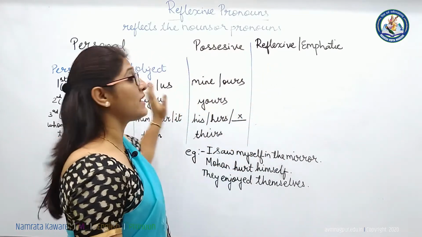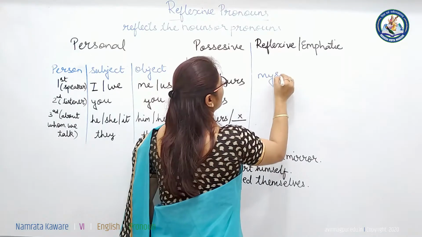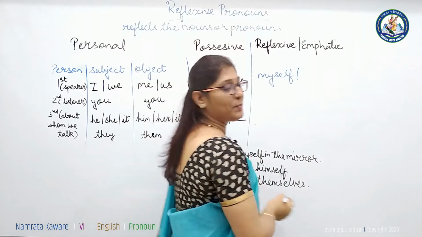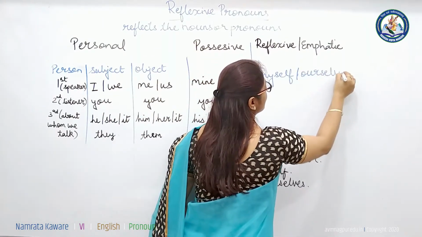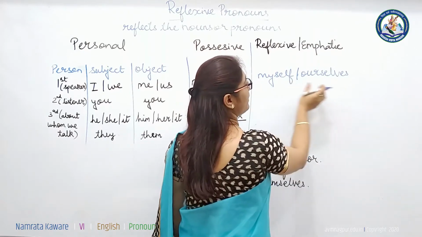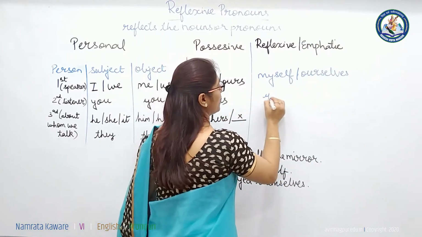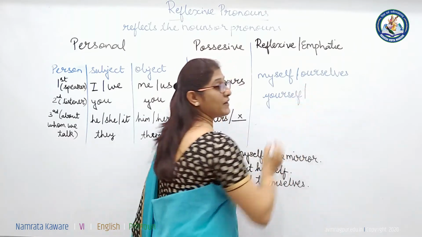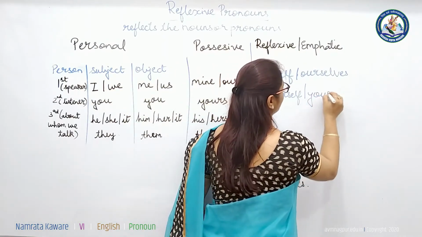Let's see what are reflexive pronouns. For first person, the reflexive pronoun which we use is myself. For we, the reflexive pronoun we use is ourselves. As it is a plural, we do not write self, we write selves. For you, if it is a singular person, we write yourself. If it is used for plural, we write yourselves.